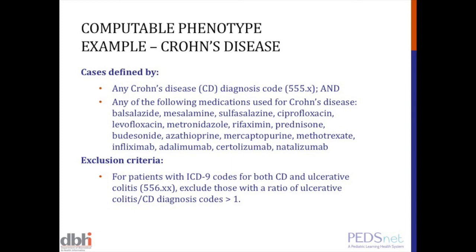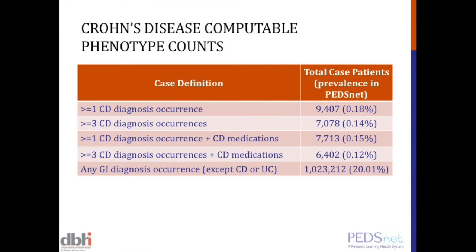We may be missing some Crohn's disease kids who got diagnosed later, but still, we want to be careful here. Just looking across PEDSnet and some prevalence data, these are raw counts across our 8 sites. You can see that if you only require a single Crohn's disease diagnosis, you get about 9,400 patients. Once you set the bar at a higher threshold, that drops to about 7,000 patients if you require at least 3 diagnoses. If you take one diagnosis and combine it with the requirement to have medications, you get only 7,700 patients, or 0.15% of our patients within PEDSnet.